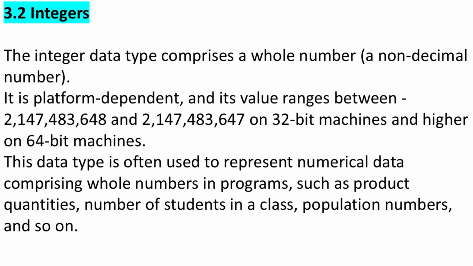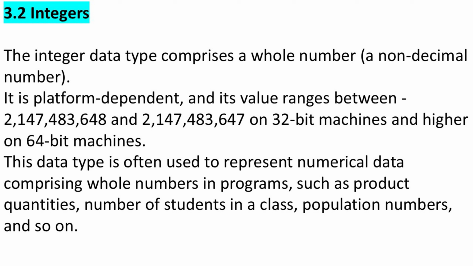One important thing to remember is that the integer data type in PHP is platform dependent. That means the range of values it can store depends on the type of system your PHP program is running on. On a 32-bit system, integers can range from -2,147,483,648 to 2,147,483,647, while on 64-bit systems, the range is even larger, allowing PHP to handle much bigger numbers.